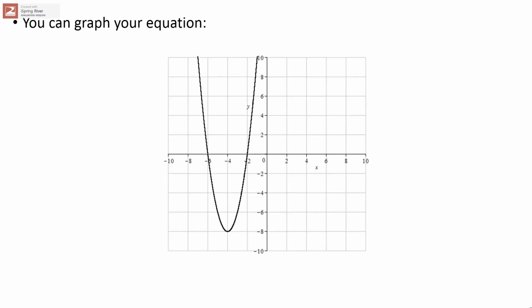You can graph your equation. Here it is. And as you can see, the curve intercepts the x-axis at first x equals negative 6, reading from left to right, and the second time at x equals negative 2. Both of these values are called the roots of the equation because they make the equation equal to 0.